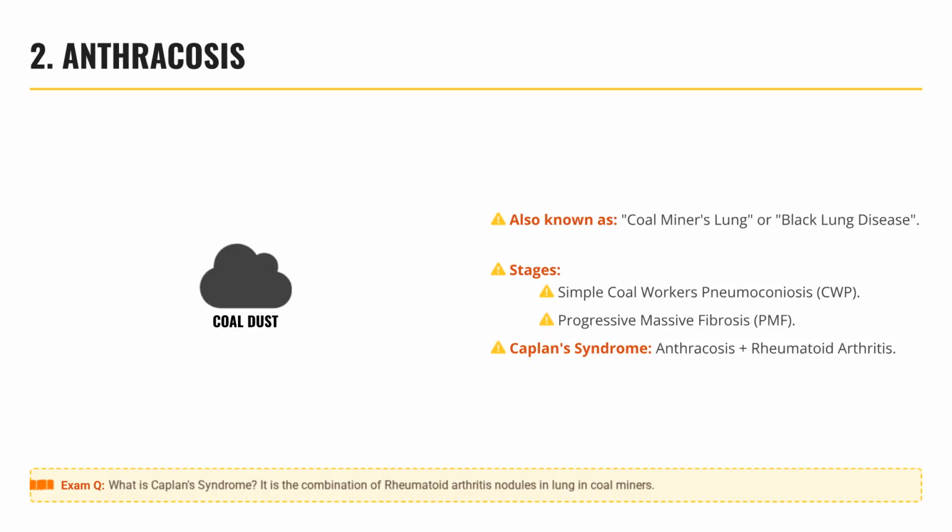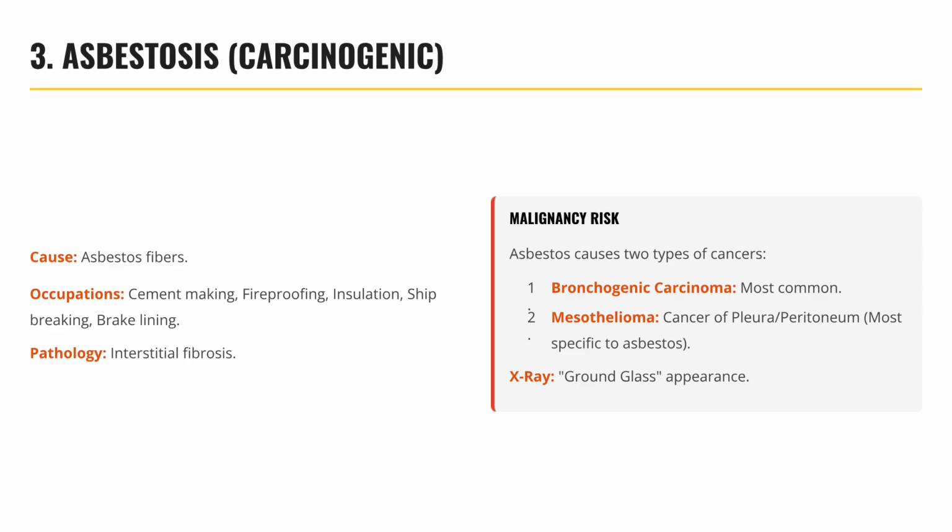Anthracosis, or coal miner's lung, is caused by coal dust. Stages range from simple coal workers' pneumoconiosis to progressive massive fibrosis. Kaplan syndrome is the combination of anthracosis and rheumatoid arthritis.